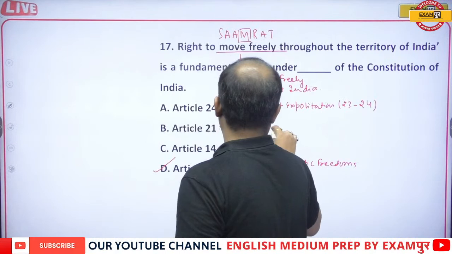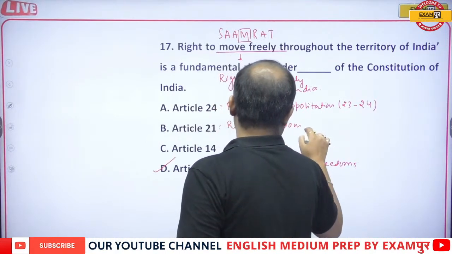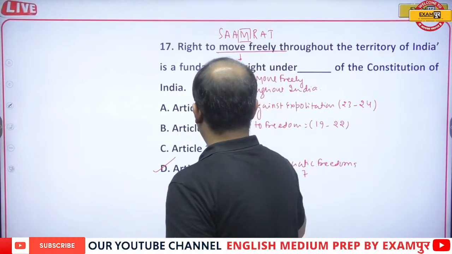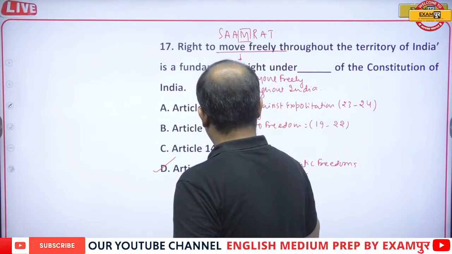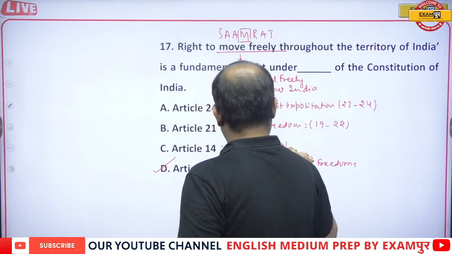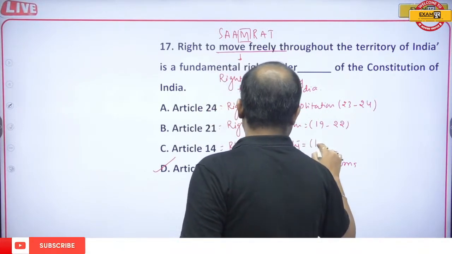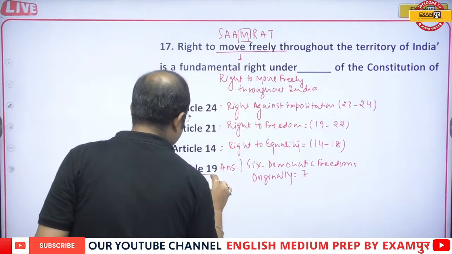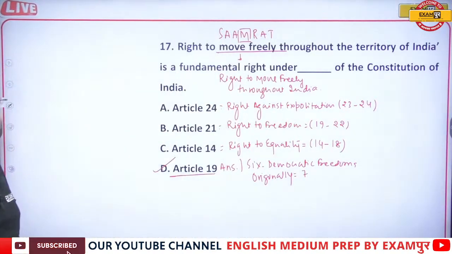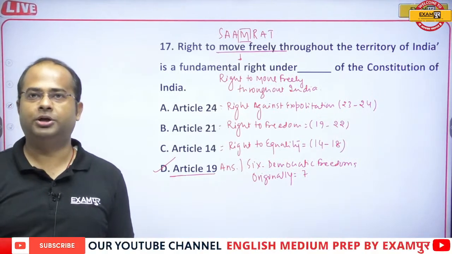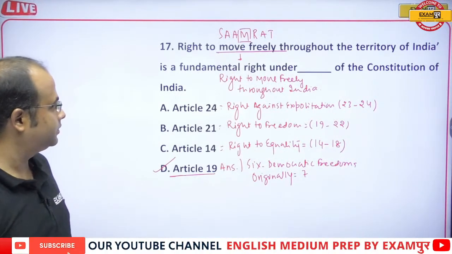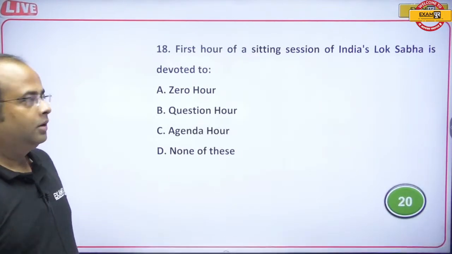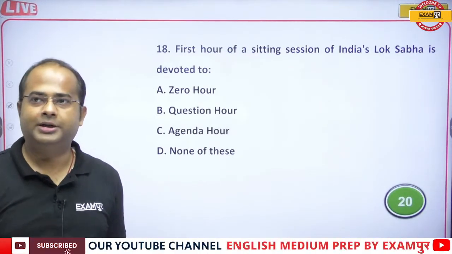Right to Freedom, Article 19 to 22, and it is under Right to Equality. That is under Article 14 to 18. So, correct answer will be, guys, option D, that is Article 19. Correct answer will be option D.